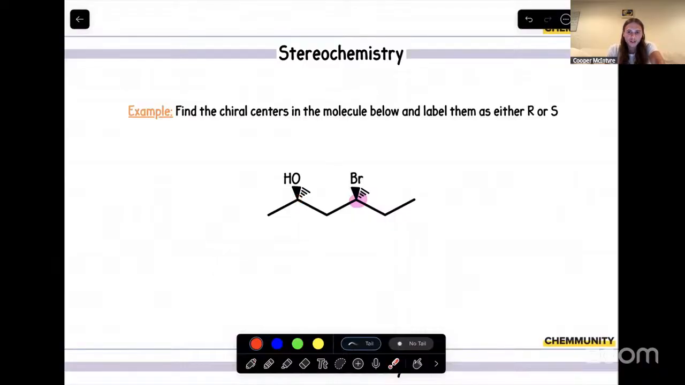Now, at first glance, you may think it's a chiral center only because we're showing that wedged and dashed notation. But I will warn you, just because we're showing the wedges and dashes doesn't mean it's a chiral center. If we go through and count the groups, we have a methyl group here, and then this dash group is a methyl group as well. So this carbon does not have 4 different groups, which means it is not a chiral center.